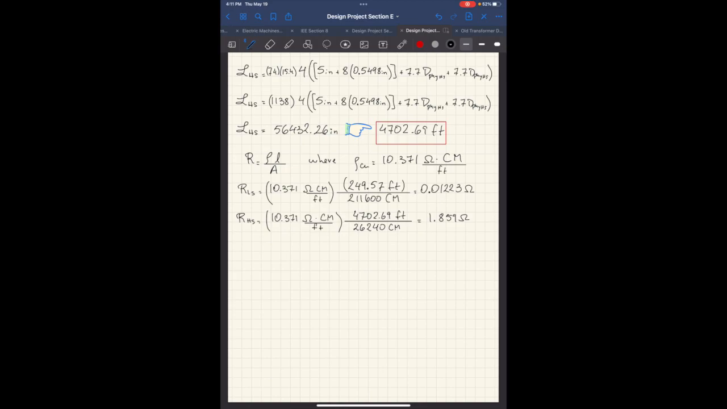Questions so far on this? Okay. Now we can easily find copper loss. So P copper, let's do low side first. Basically, to find the copper loss, how do we do it? I know you guys know this.